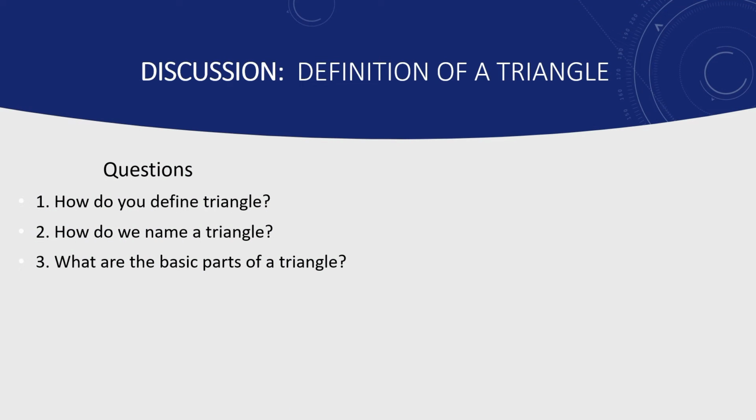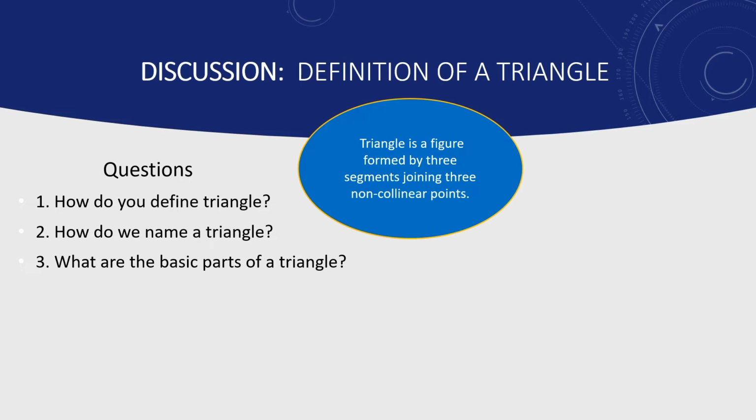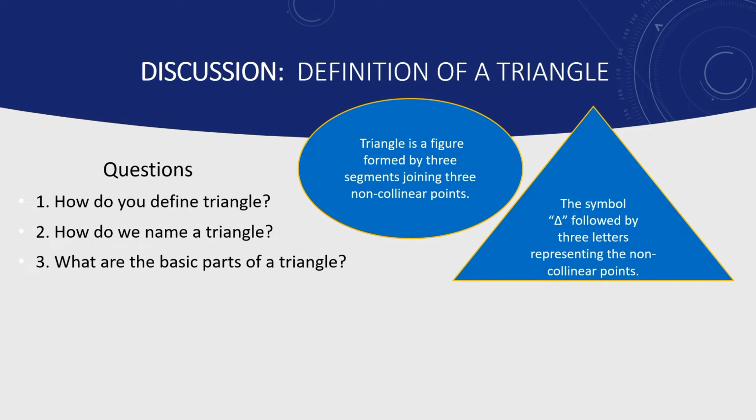Let us review the definition of a triangle. Answer the following questions. How do you define triangle? How do we name a triangle? What are the basic parts of a triangle? Triangle is a figure formed by three segments joining three non-collinear points. We name the triangle by using the symbol, followed by three letters representing the non-collinear points. We can name the triangle by using the vertices.